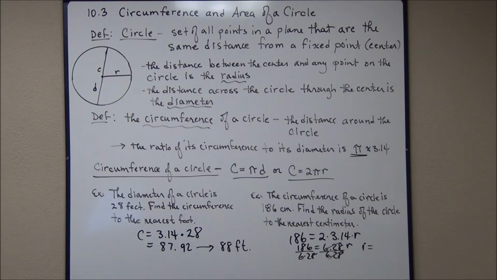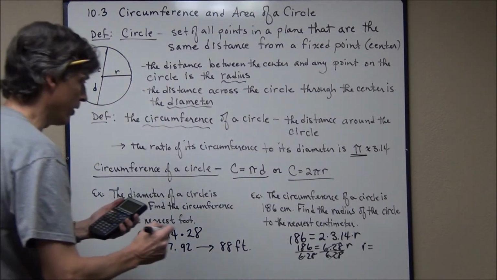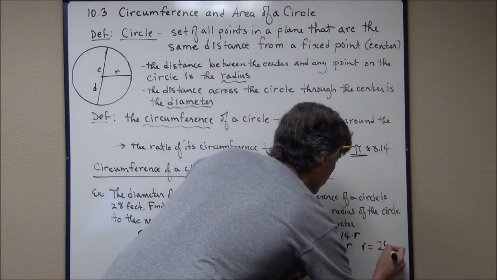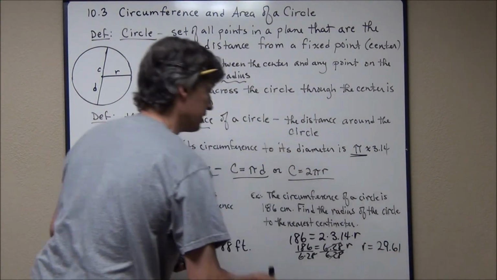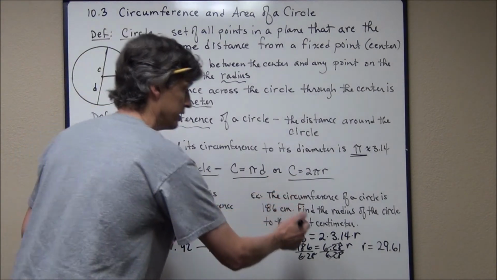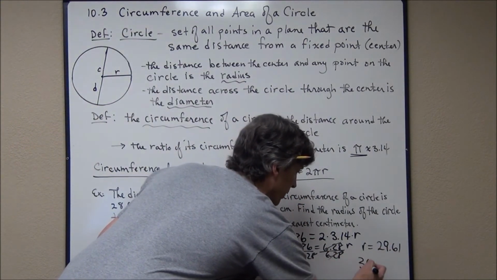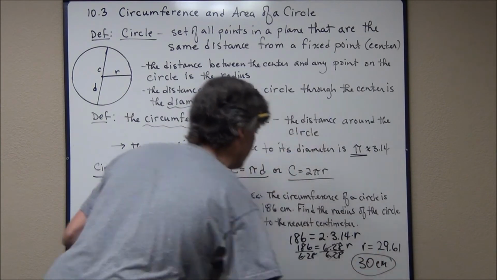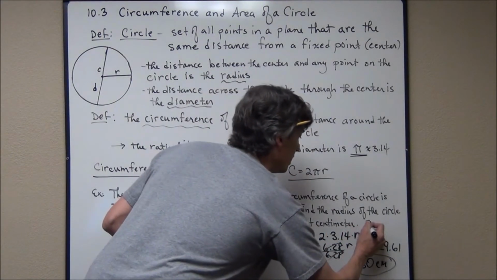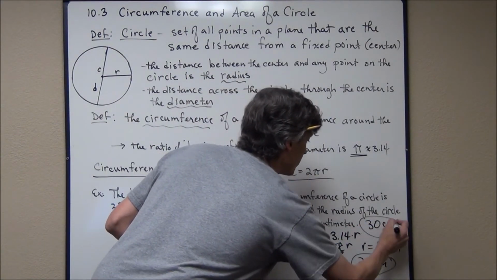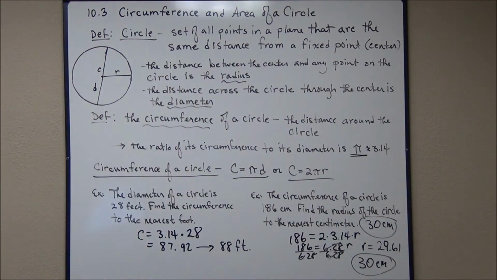And this is to the nearest centimeter here. So I get, well, let me clear that out. That's wrong. You got to clear it out from the problem before. 186 divided by 6.28, and I get 29.61. And again, since I'm rounding to the nearest whole number, to the nearest centimeter, this would round up to 30 centimeters, and that would be my answer. Hopefully you can read that. I'll put that up here just in case, 30 centimeters. And that's how we do circumference problems.